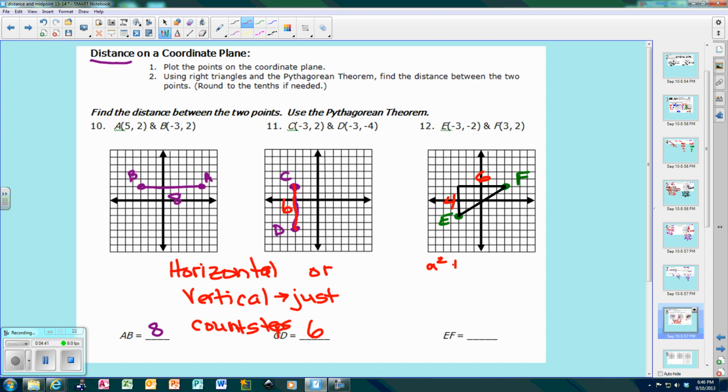So A squared plus B squared equals C squared. So 4 squared plus 6 squared equals C squared. 16 plus 36 is 52. And then we always take the square root in the end. So the square root of 52 is 7.2. So it is 7.2 units from E to F. So I'm going to put 7.2 units. All right.